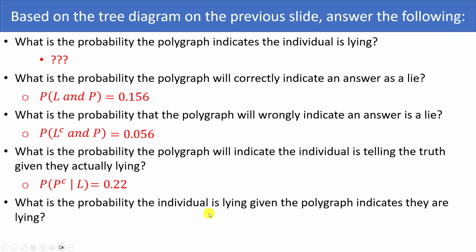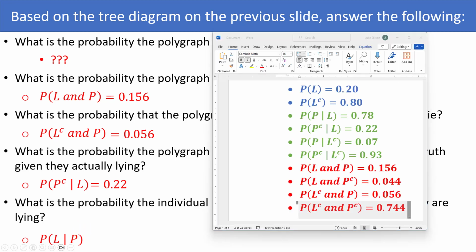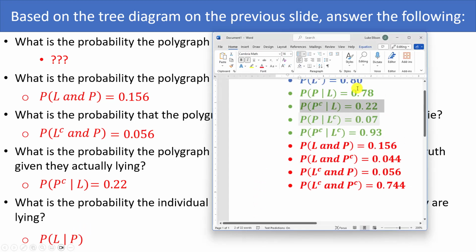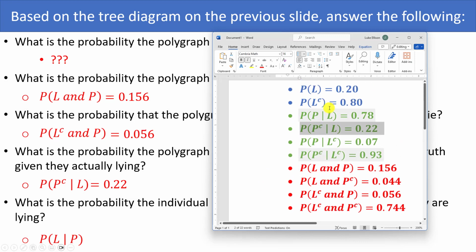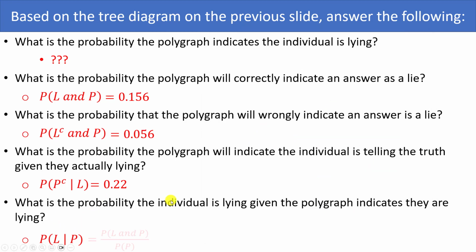Finally, what's the probability the individual is lying given the polygraph indicates that they are lying? Well, that's the chance that they are lying, that's L, given that the polygraph indicates that they are lying, which is P, right? So this is not one of the ones that we have on our list of probabilities here. We only have the ones with the L's as the conditioned event, right? We don't have the ones with the L's listed first. So that means we're going to have to use the formula. So change the given to an and. So instead of L given P, it'll be L and P. And the denominator will be the event that was given.